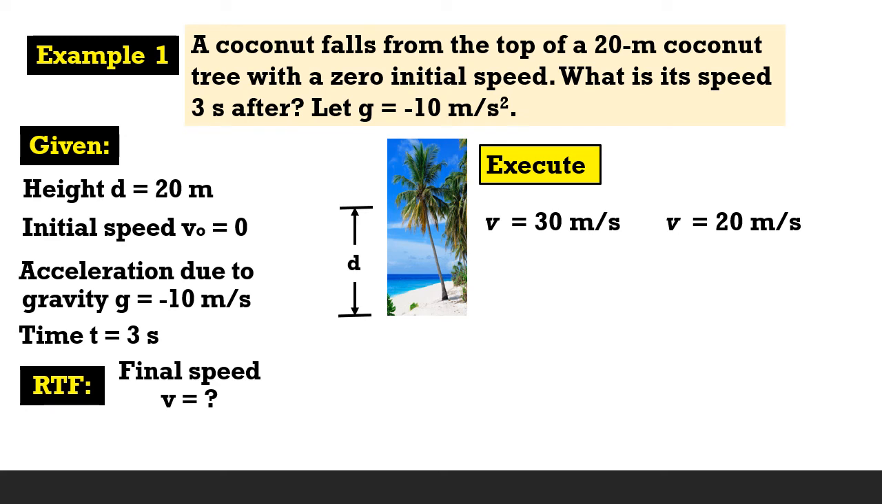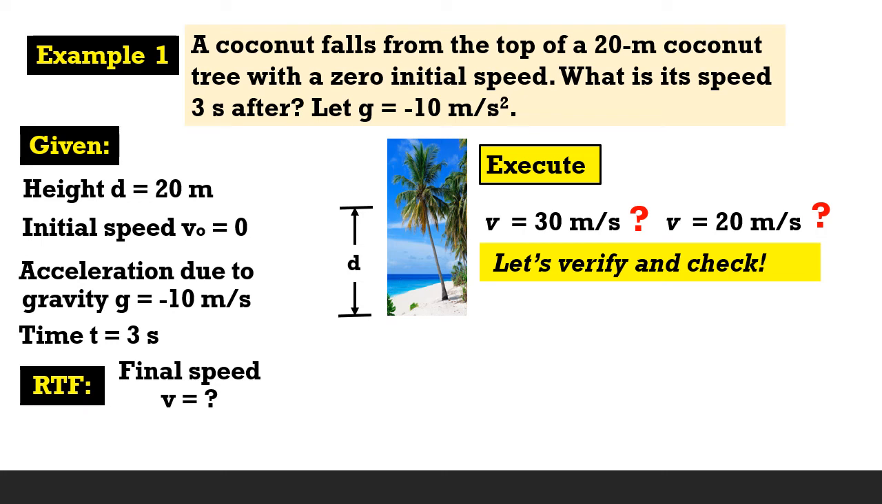Here's the way to verify and correct our possible mistake. We should have beforehand determined the time it would take for the coconut to fall through a displacement of 20 meters. Okay? Why is it necessary to first calculate this time t instead of directly getting the final speed? Well, let's compute for the time t first.